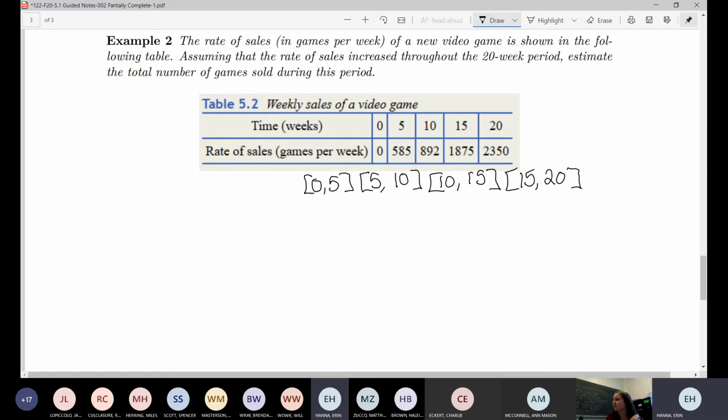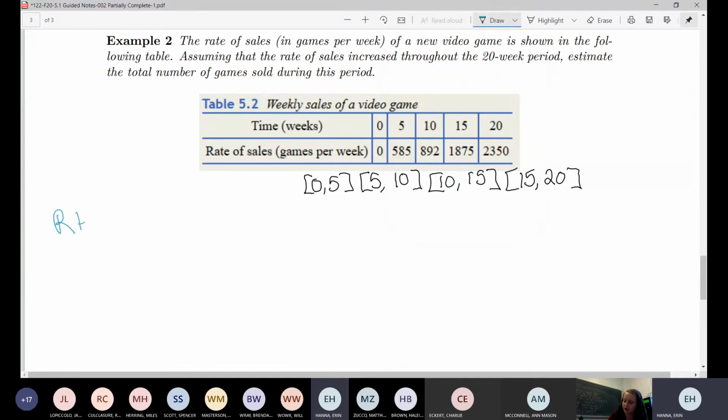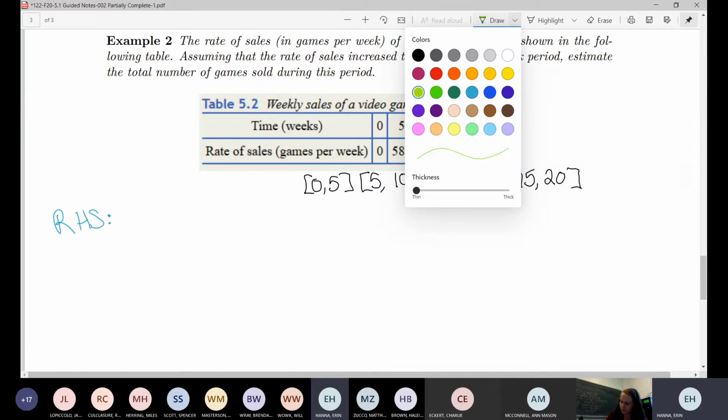I'm not going to draw the picture for this one because, as I said last time, it's not something you need to do. So we're just going to jump straight into doing the right-hand side and the left-hand side.